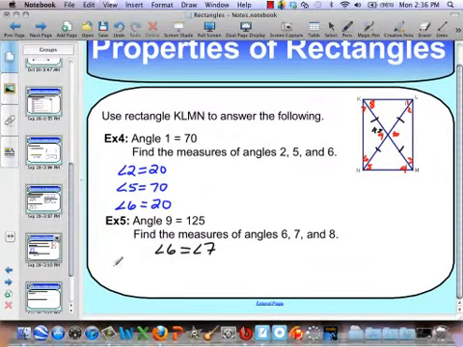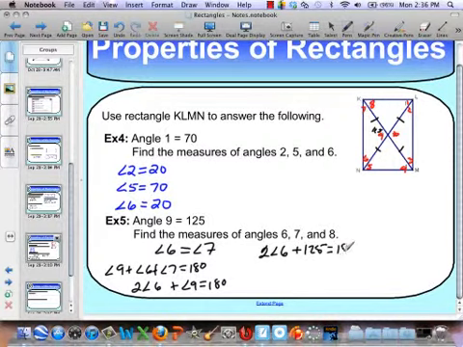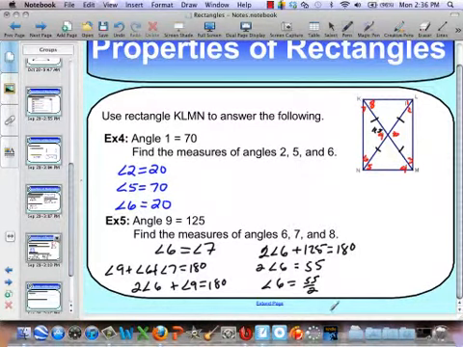So angle 9 plus angle 6 plus angle 7 has to equal 180. So now that gives us 2 times angle 6 plus 125 equals 180. So 2 times angle 6 is 55. That means that angle 6 is 55 halves, which means that angle 7 would also be 55 halves.